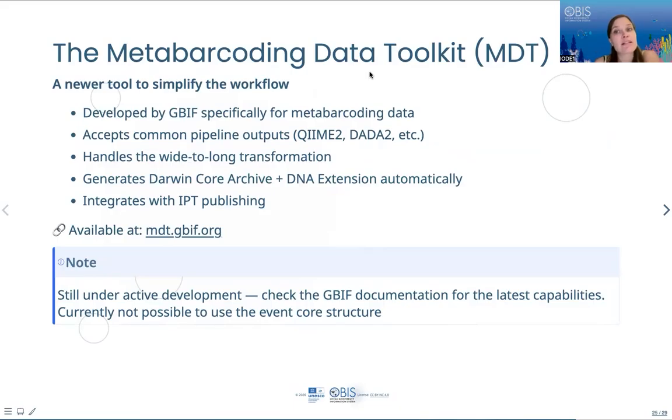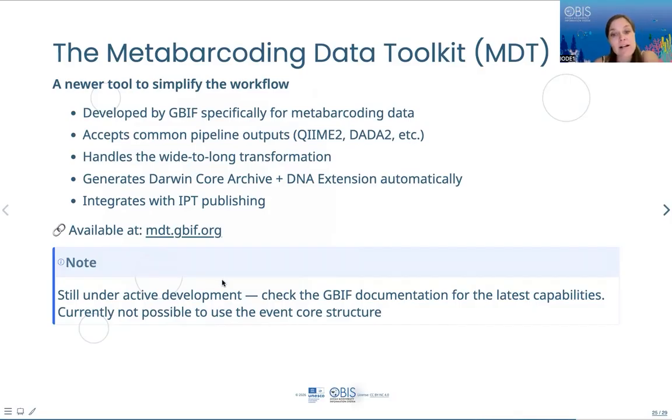So the metabarcoding data toolkit is a tool developed by GBIF specifically for eDNA metabarcoding data. What it does is it accepts these tables that we are all using from our outputs, and also other common pipeline outputs, for example, from QIIME2 or DADA2. And it handles that wide to long transformation, so getting all those tables into that occurrence format. It also automatically generates the Darwin Core archive and DNA extension. So it can be very, very helpful, and also integrates with IPT publishing.